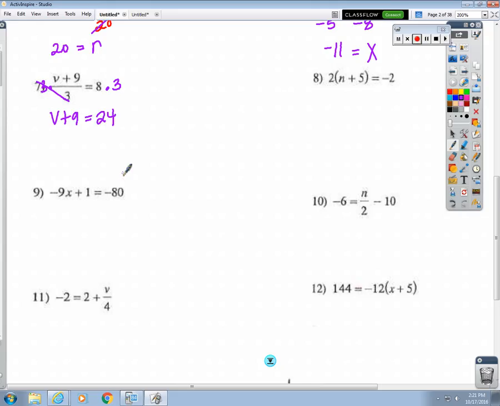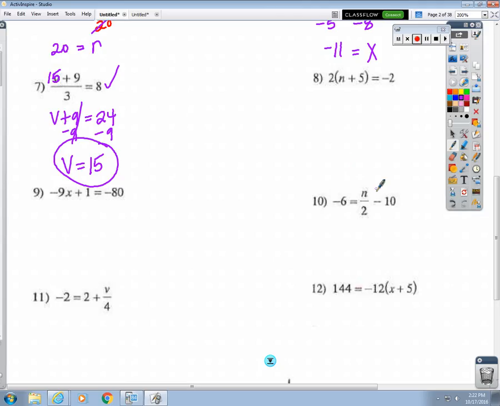Now to solve for v, what do I do? Minus the 9 on both sides. And so v equals 15. Okay, and then remember, like always, you can go back to your original question and check it. If I plug in 15 here, what's 15 plus 9? 24. And what's 24 over 3? 8. So it works.